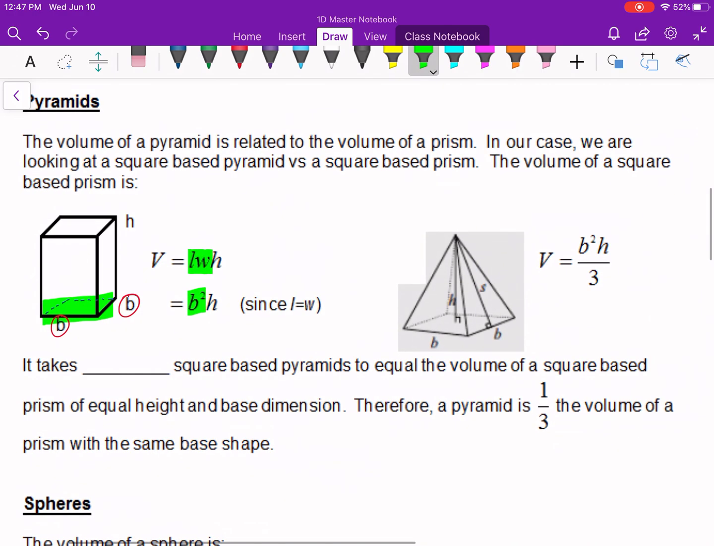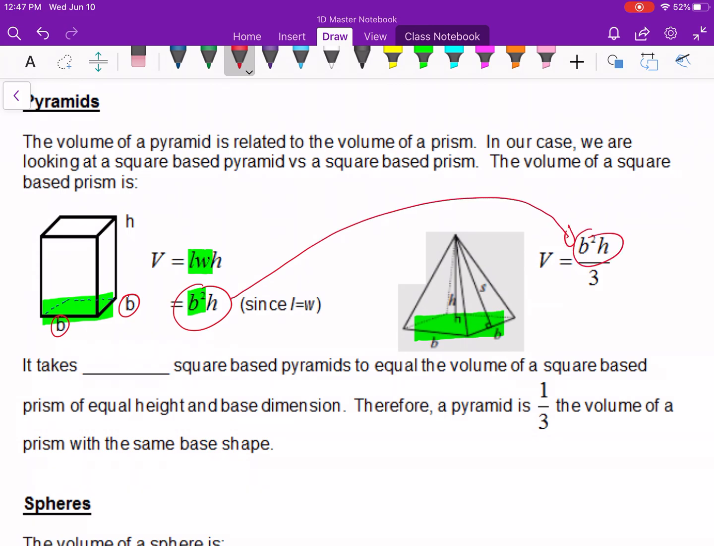Now if we take a pyramid that's also got a square base, so again, let's imagine, here's our base, let's imagine it's the exact same base as the one that you can see over on the left. They both have the exact same size base, and they both have the exact same height, just like for cylinders and cones. There's the same relationship between square-based prisms and pyramids. We just have to take this formula here, base times height, put it over here, and then divide it by 3, because it takes 3 square-based pyramids to equal the volume of a square-based prism with the same height and same base. Therefore, a pyramid is 1/3 the volume of a prism with the same base and same base shape.